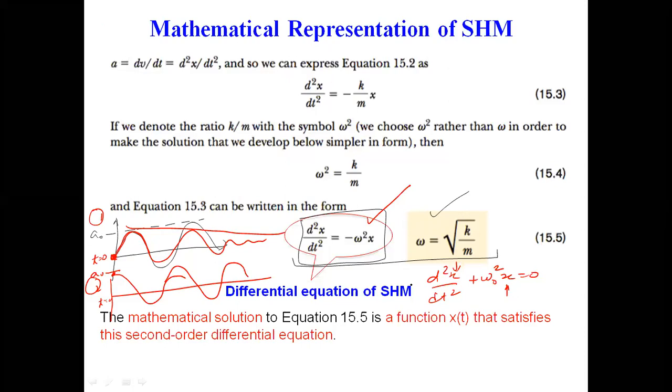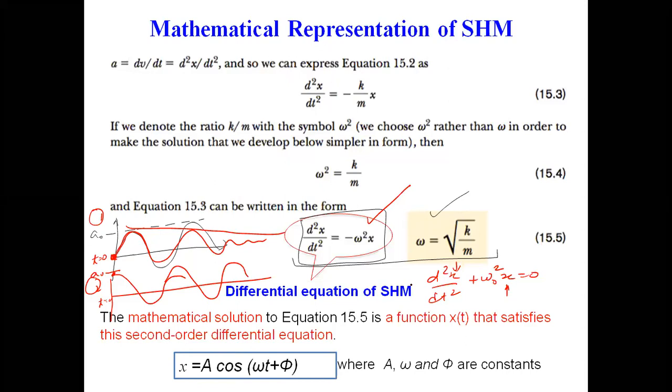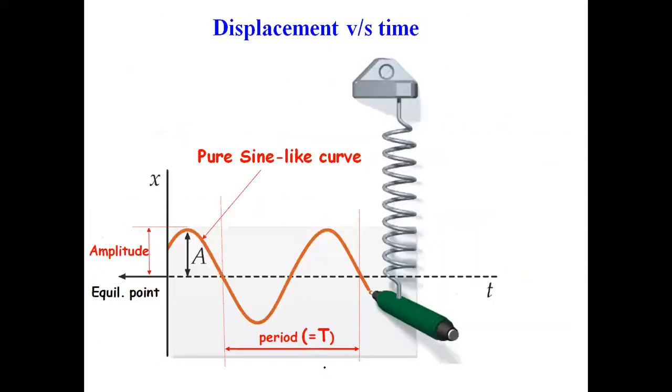So we assume that x is equal to a cos(omega t plus phi), where phi is the initial phase. This kind of solution will satisfy this second order differential equation, a simple equation. A, omega and phi are constants in this case. So this is the example of displacement.